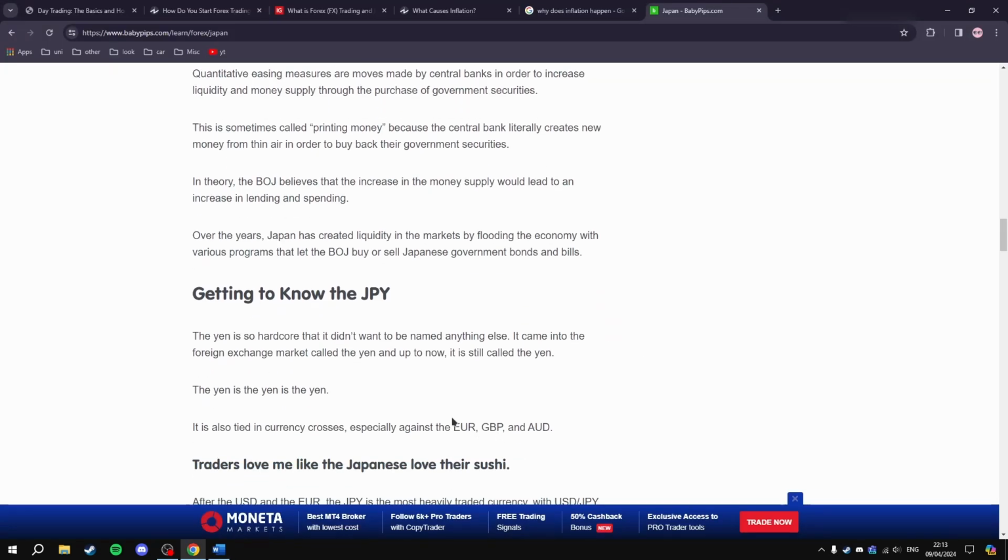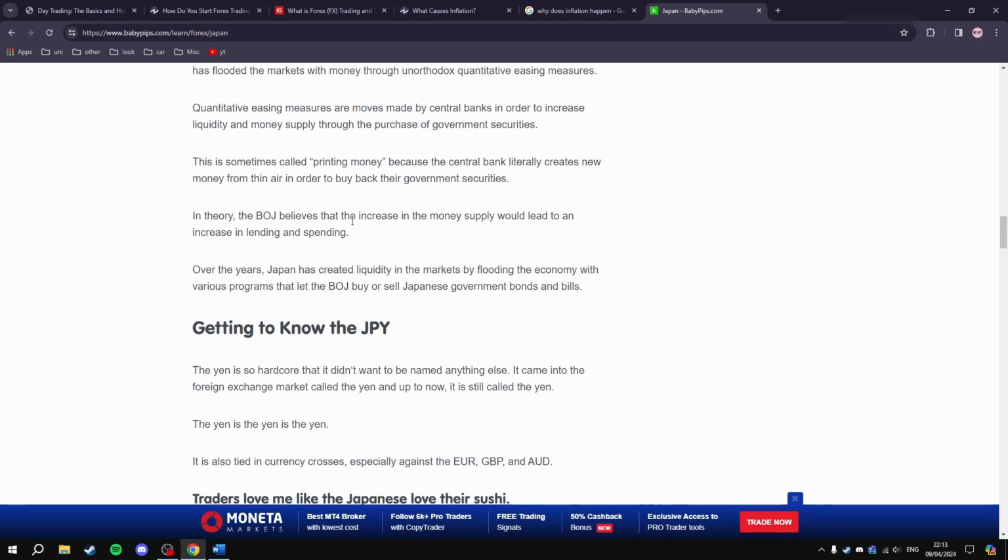This is sometimes called printing money because the central bank literally creates new money from thin air in order to buy back their government securities. In theory, the Bank of Japan believes that the increase in the money supply would lead to an increase in lending and spending. Over the years, Japan has created liquidity in the markets by flooding the economy with various programs that let the Bank of Japan buy or sell Japanese government bonds and bills.